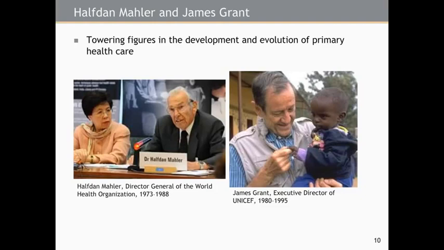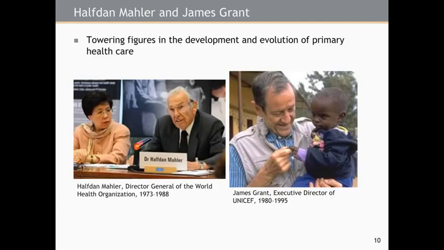Two of the towering figures in primary health care are Halfdan Mahler and James Grant. Halfdan Mahler is still living. James Grant died several years ago now. But both were extremely dynamic and charismatic people. James Grant was John Grant's son, interestingly enough, and he had grown up in China and had quite an international experience, and spoke fluent Chinese and so forth, and so had quite a background for this role. He was not a physician, but had worked in development programs and had quite a senior career in various development activities before becoming executive director of UNICEF.